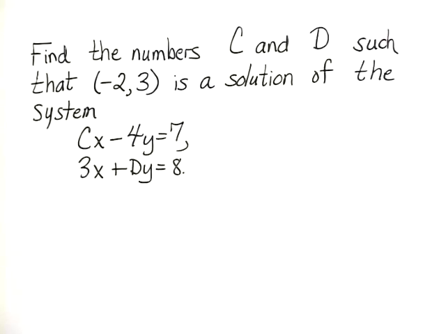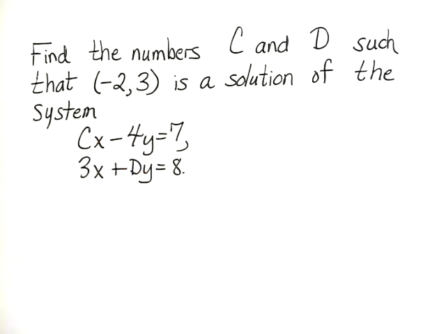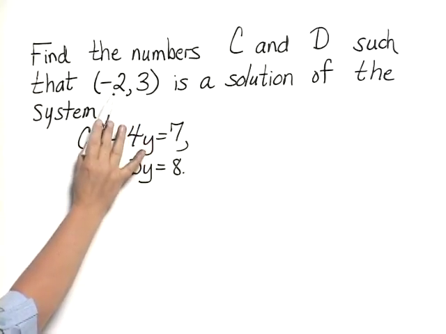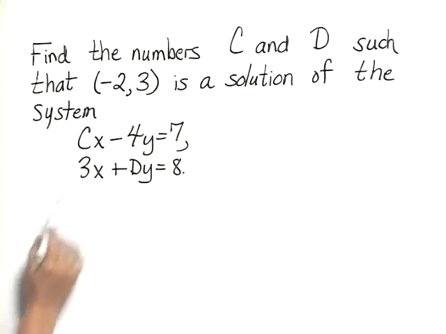Find the numbers c and d such that (-2, 3) is a solution of the system cx minus 4y equals 7 and 3x plus dy equals 8. Now what does it mean that the ordered pair is a solution? Well, that means if you substitute -2 for x and 3 for y, it should make both of these statements true.